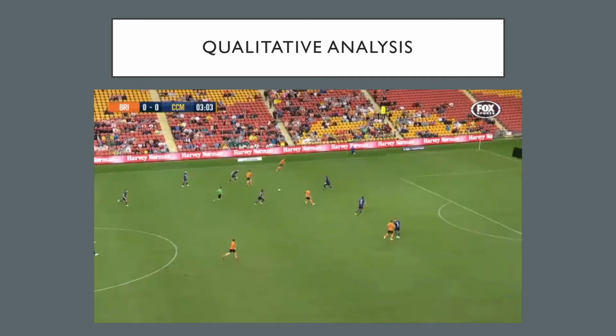And this goal, as well as the Mariners averaging 1.3 passes before a shot, indicate that their way of attacking is to counter quickly and effectively, which is shown here can be strongly successful.